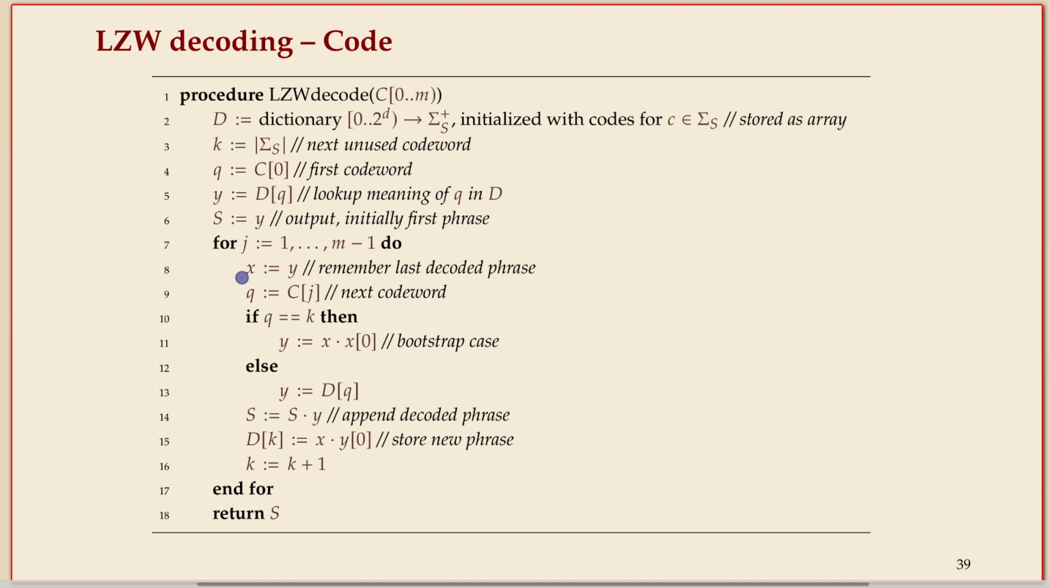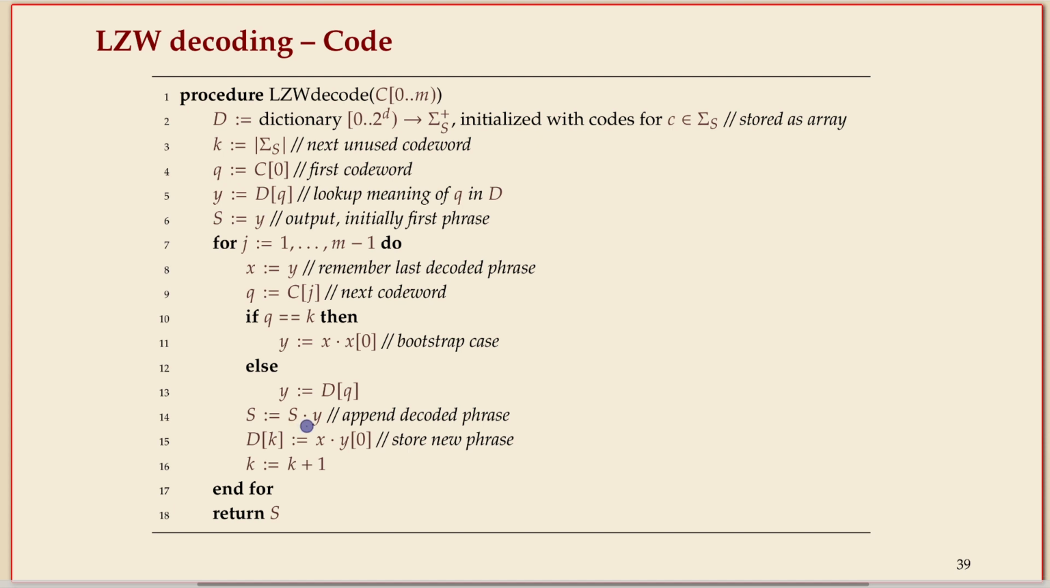What was Y last time is X now. We look at the next code word. And then if that code word is the special case, where we're trying to use the code word that we're just about to write to the dictionary, then we know Y is of this special form. We know what to do. Otherwise, it's one that we added earlier, so we can look it up from the dictionary.